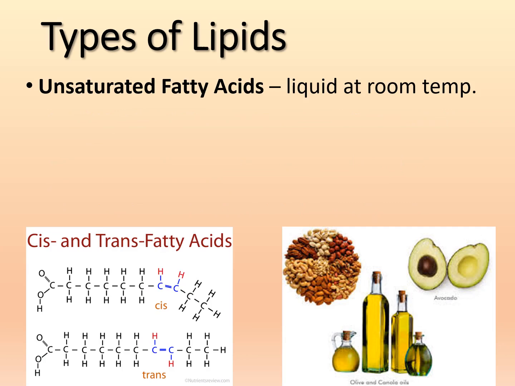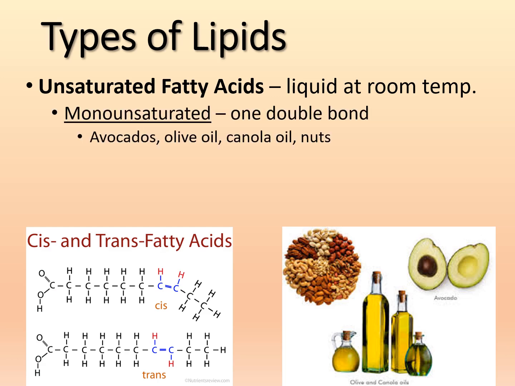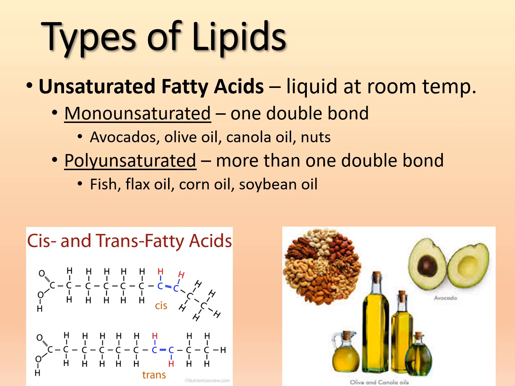And now we have the unsaturated fatty acid group. So these guys are liquid at room temperature. Okay, so lots of our oils and things like that are going to be unsaturated. So we have two different types of unsaturated as well. And this depends on how many double bonds we have.